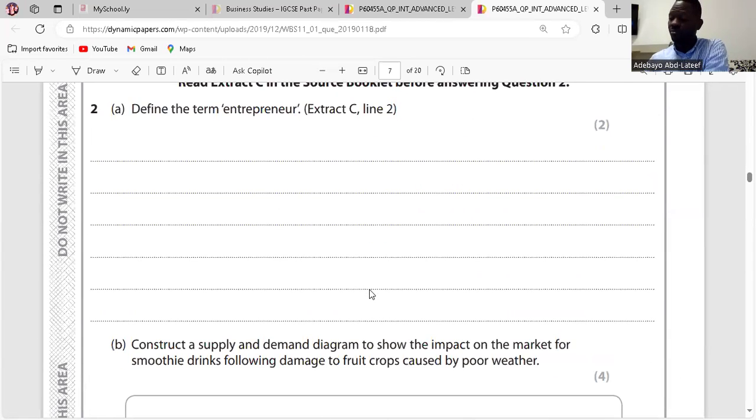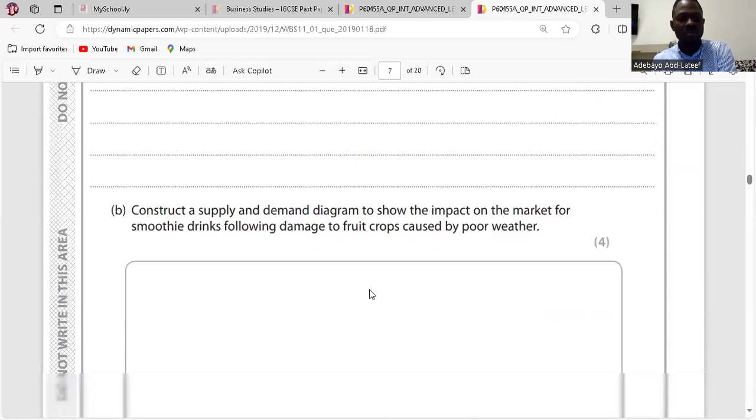We go to question 2. 2A. I said, define the term entrepreneur. Who's an entrepreneur? An entrepreneur is an individual who takes the risk of setting up a business with the aim of making profit. I think the point is clear there. Good. So we go to question B.